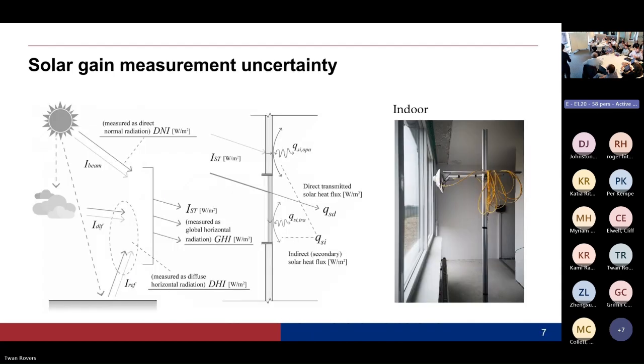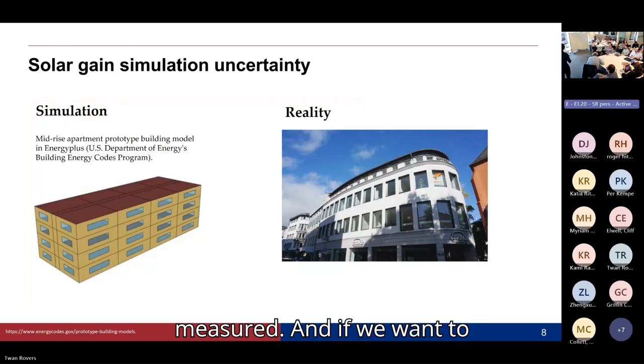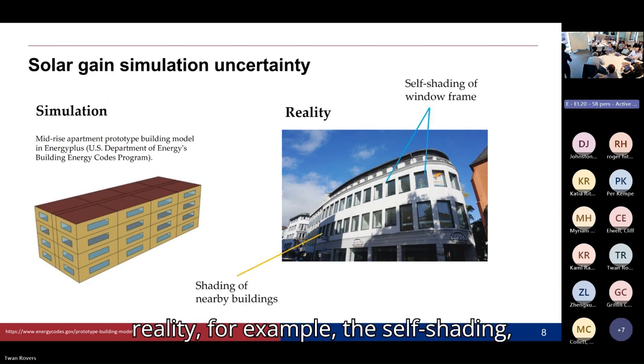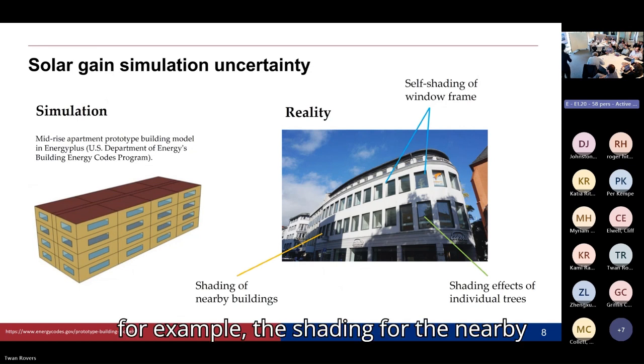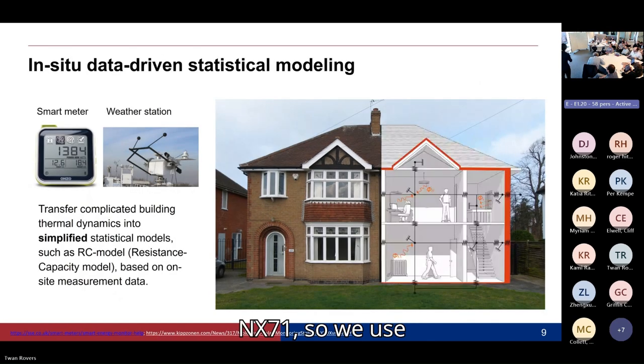For example, if we measure the solar gain, at least the indirect part couldn't be measured. And if we want to do a simulation, it's possible, but you need a lot of data. That's why, for example, the DOE prototype building is very simplified compared to reality. For example, how do you measure the self-shading, or the shading from nearby buildings, especially trees? So both approaches are possible, but they are not efficient enough. That's why in Annex 71, we use the data-driven approach to fix this problem.